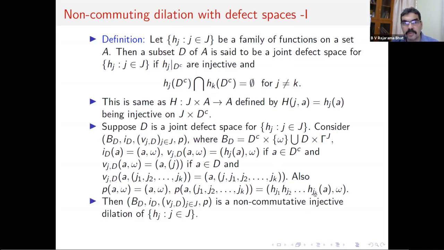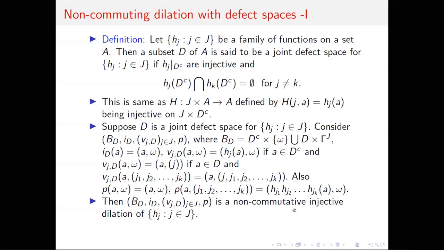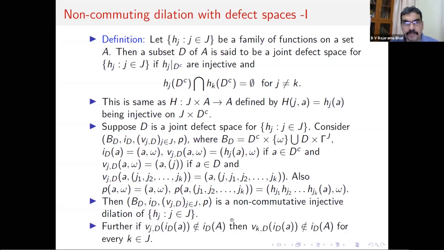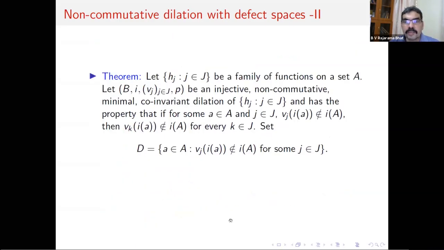I'm going a bit fast, but I don't think you are losing much. The moral is that whatever you have for operators, we can do similar dilations, both in the commuting case and also the non-commuting case. In the commuting case, it is even better because it works not just for two, but for any family. The only thing you have to be careful about is some small changes in the defect space definitions and the requirements on the defect space. Otherwise everything can be mimicked. So here is the construction. Again, I don't want to go into the details.